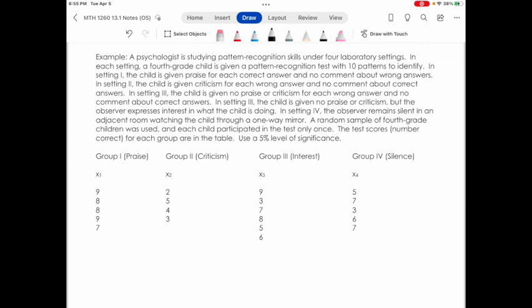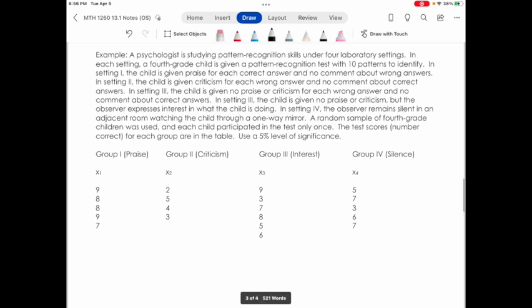In setting 3, the child is given no praise or criticism, but the observer expresses interest in what the child is doing. Then in the last setting, the observer remains silent in an adjacent room watching the child through a one-way mirror. A random sample of 4th grade children was used and each child participated in the test only once. And the test scores with the number of correct for each group are in the table. We're going to use a 5% level of significance.